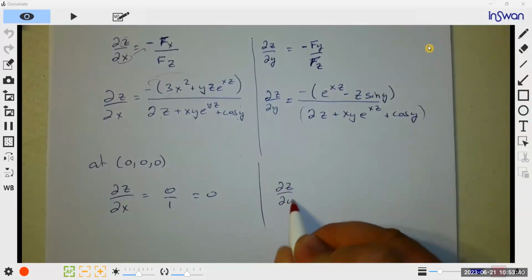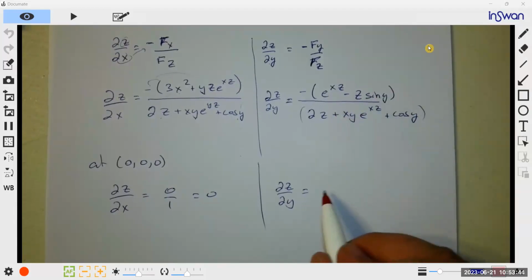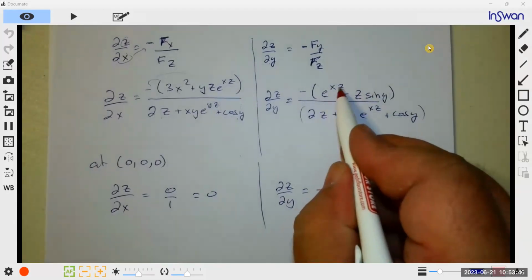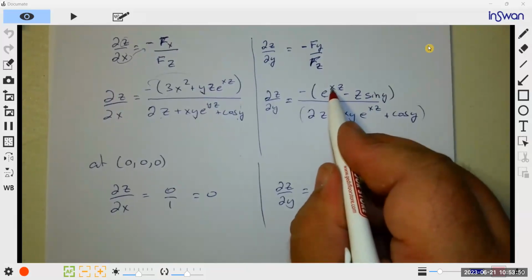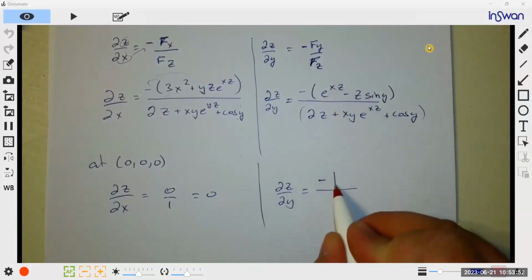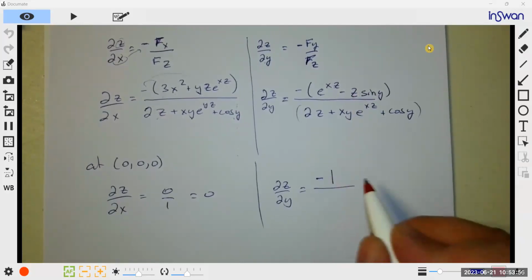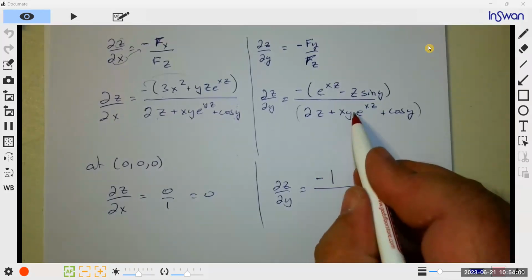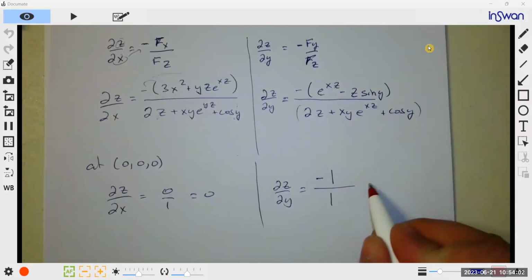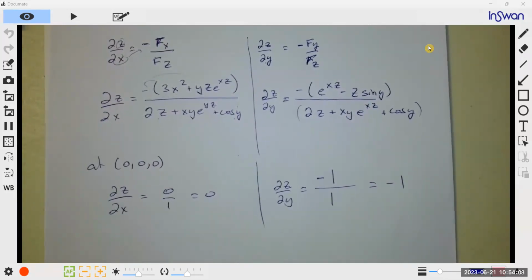dz/dy on the top, that becomes 1. But 0 is 0, e to 0 is 1. 0 times sine, so it's just 1, negative 1 minus 0. That's 0, and that's 1. So it equals negative 1. And that's what you're looking at.